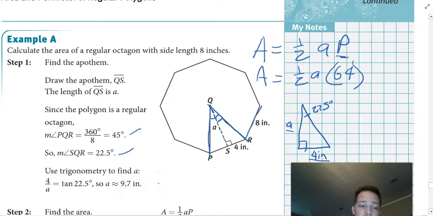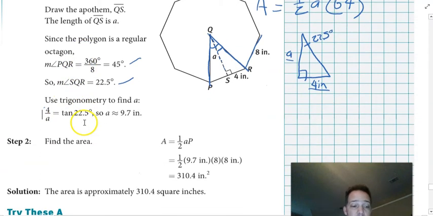The opposite side was 4. They plug that in and solve. We get that A has to be approximately 9.7. Then you can plug that into the formula to find the area. So a little quick, but let's do that piece by piece.